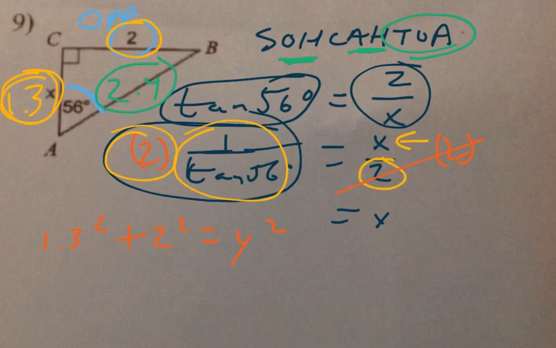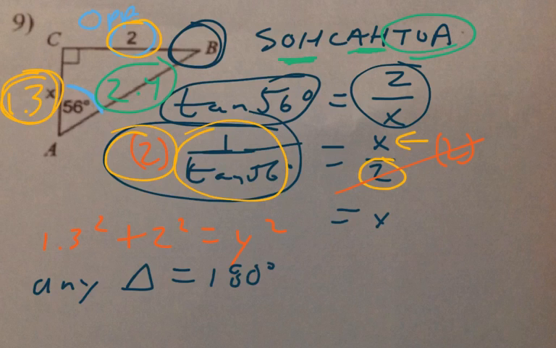So basically, I found every side. Now, what about the missing angle? Angle B, right there. Well, we should know that any triangle equals 180 degrees. In other words, any triangle has 3 angles in it. And when we add them together, we get 180 degrees. So, the math is simple.